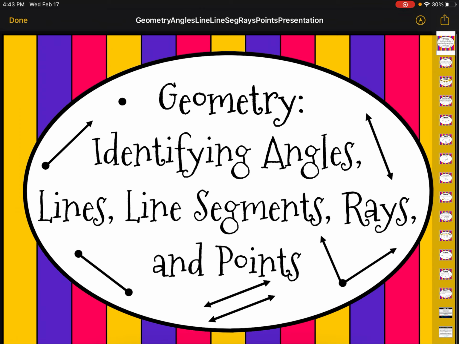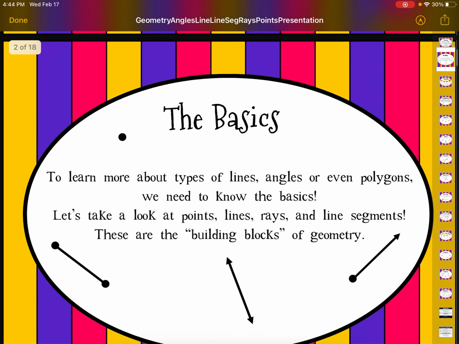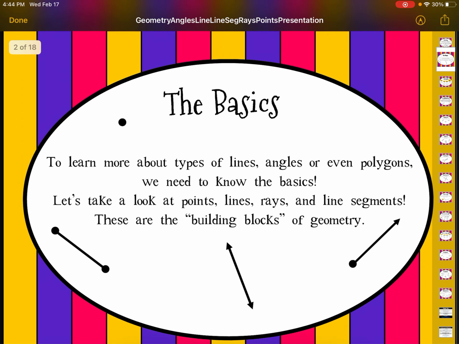Today we're going to talk about geometry, identifying angles, lines, line segments, rays, and points. We need to know the basics. And so lines, angles, and even polygons, they're the basics of geometry. So we're going to look at those because that's what's going to help us get started on the right track.